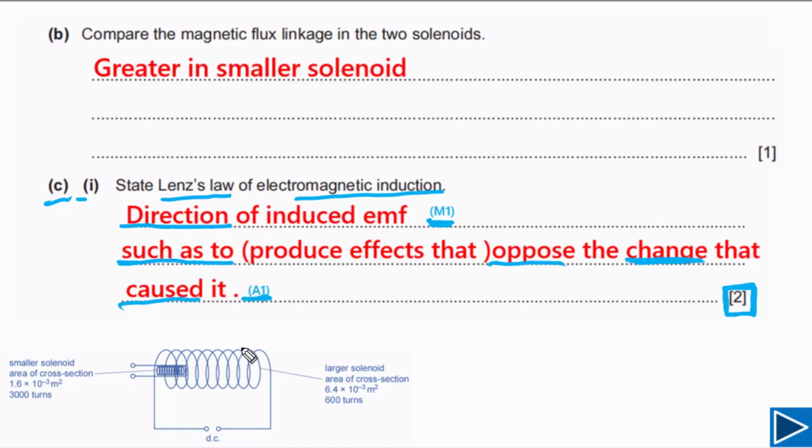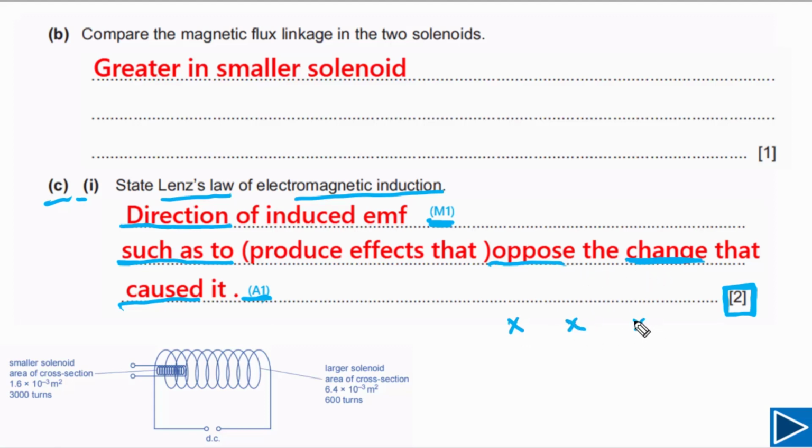So this is a mark. Direction of induced EMF such as to produce effects that oppose the change that caused it. If you write it down in this way, in a proper way, you will get these 2 marks. So pay special attention to direction of induced EMF and change, because these have to be in your answer. Now let me explain a little bit about Lenz's law. What exactly is Lenz's law? What does it mean by oppose the change?